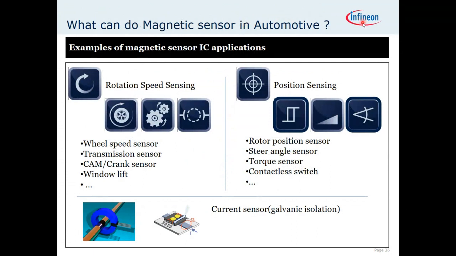And for example, this view graph I borrowed from the company Infineon, which is one of the largest industries in automotive markets. So there are many kinds of sensors. As already explained, there is rotation speed sensing. So they need the wheel speed sensor and transmission sensor, and even for the very simple one, the window lift, you need sensors. And also for position sensors, you need rotor position, steering angle sensors, torque sensors, and contactless switches. There are many things. They are all related to magnetic sensors.